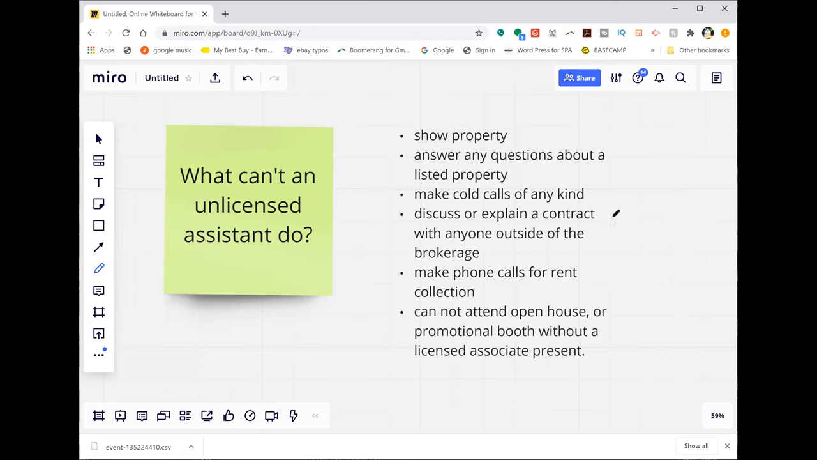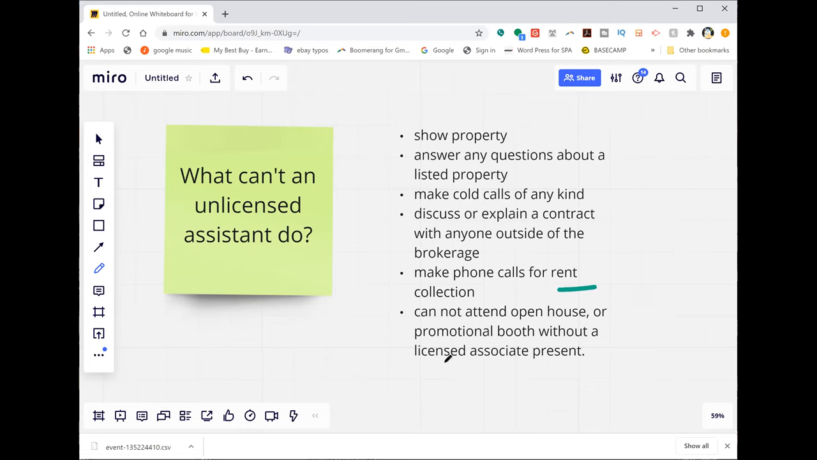They could not discuss or explain a contract with anyone outside of the brokerage. Because here's the thing, there's a lot of times where I might say to my assistant, "Hey, could you look at this? Could you type in this person's name? Could you do this? Could you do that?" Clerical work is fine, okay? They also cannot make phone calls for rent collection, okay? That's a property management role, and they cannot do that. That sounds like something they might be able to do. Nuh-uh, not going to happen. Not in my house, okay?